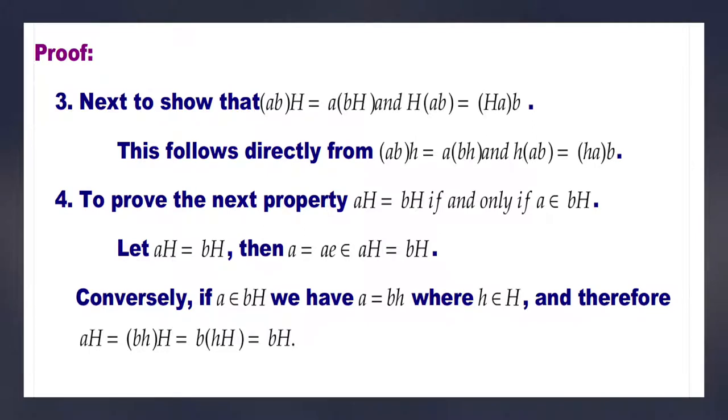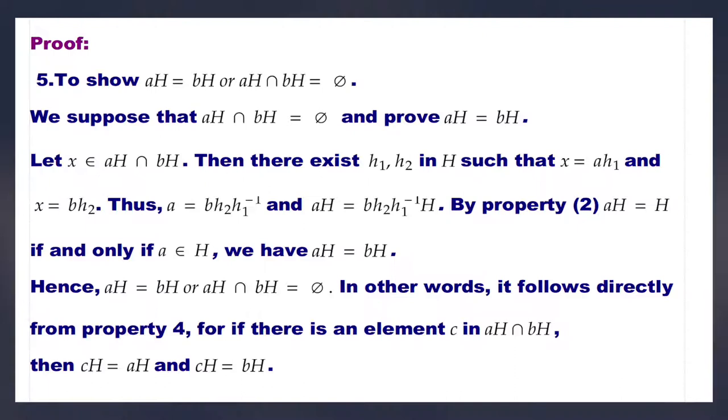Let aH = bH, then a = ae, so a ∈ bH. Conversely, if a ∈ bH, we have a = bh where h ∈ H, and therefore aH = bhH = bH. The fifth one: to show aH = bH or aH ∩ bH = ∅.